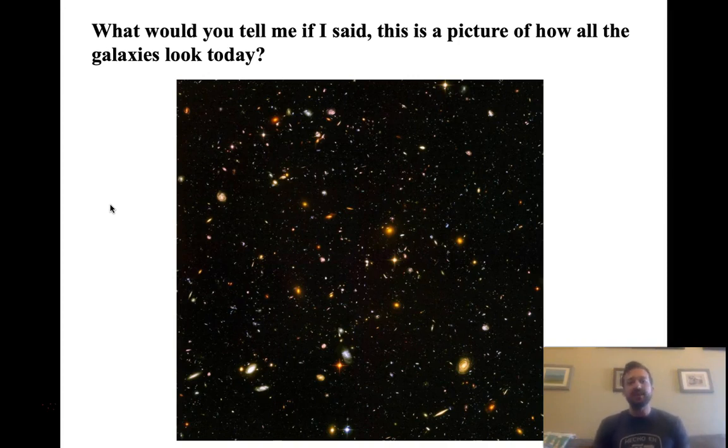Okay, so if I said this is how all the galaxies look today, I would hope that you would say that I am incorrect. That's how all those galaxies look today to us, right? Because we took that picture. But remember, all those galaxies are at different distances apart from us. So they are all in different times of their life. And we are seeing them at different times.